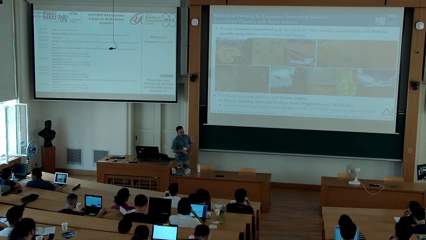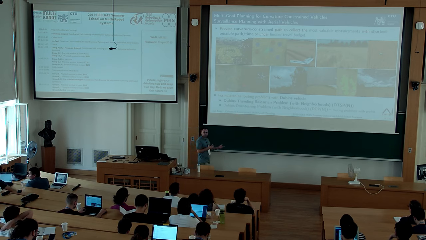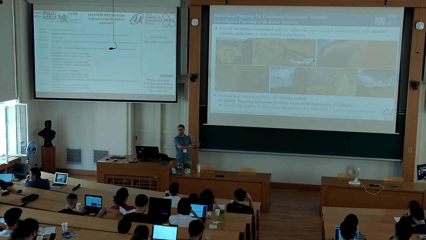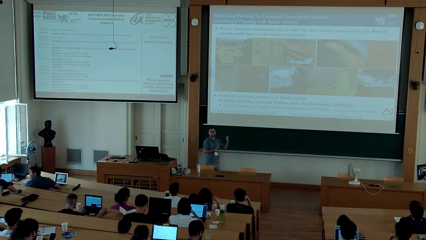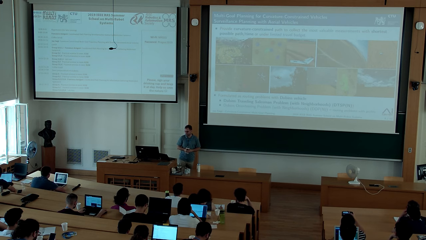So we have a couple of interesting problems that you can find in the field. You may have a set of locations you would like to visit. Maybe you would like to visit all of them. And then you are asked, what is the shortest or fastest trajectory to visit all these locations, which is sort of the TSP, traveling salesman problem.